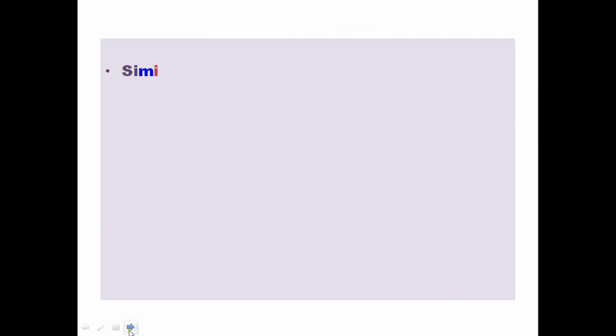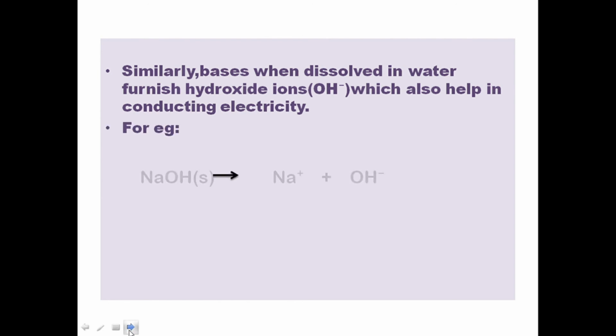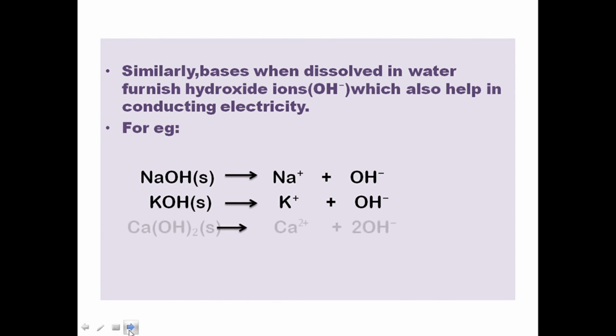we write it as H+ aqueous. Similarly, bases, when dissolved in water, furnish hydroxide ions, that is OH negative, which also help in conducting electricity. For example, the dissociation of a few bases is given. NaOH, sodium hydroxide, dissociates into Na+, that is sodium ions, and hydroxide ion. KOH, potassium hydroxide, dissociates into K+ and OH negative. Similarly, Ca(OH)2, that is calcium hydroxide, dissociates into calcium ions and OH negative ions, that is hydroxide ions.